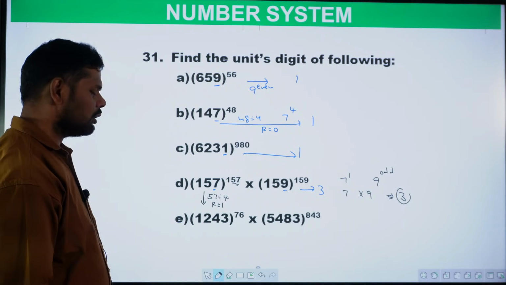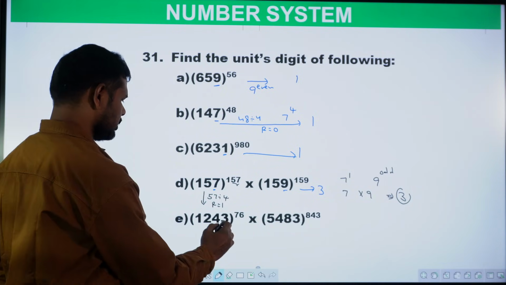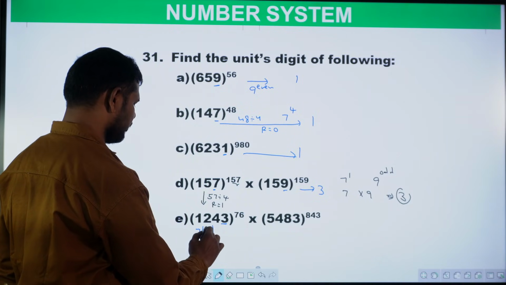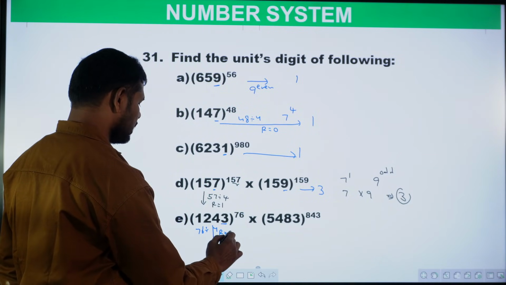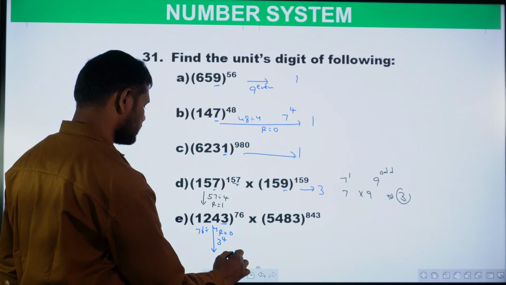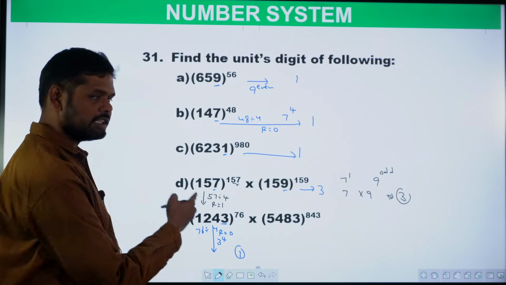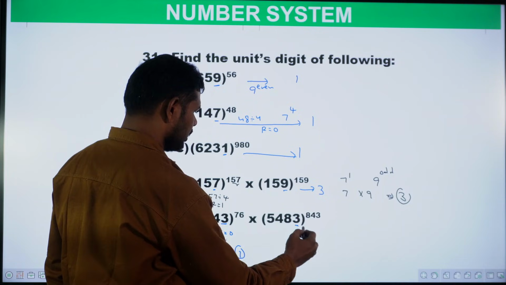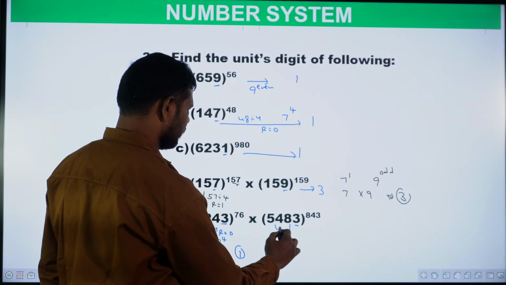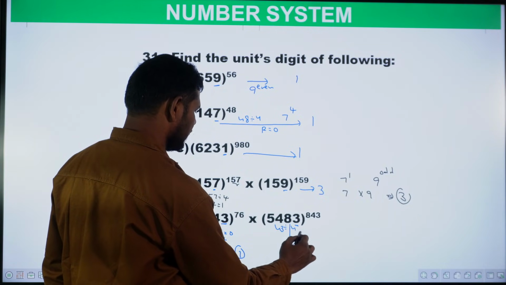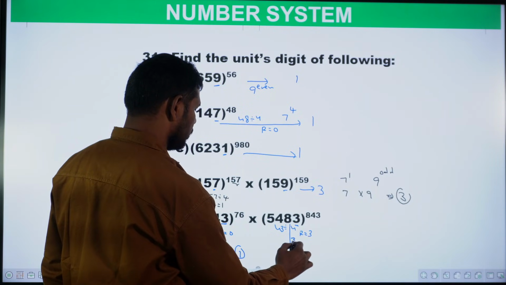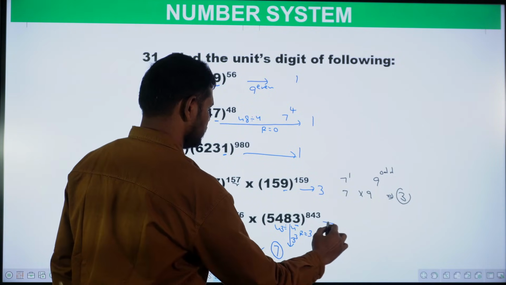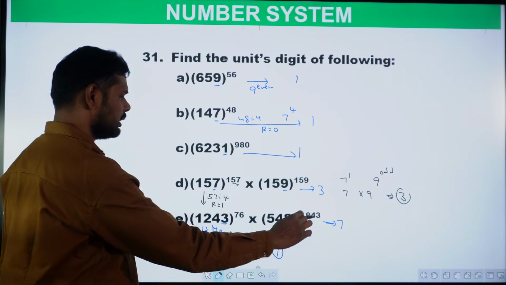1, 2, 4, 3 whole power 76. So 3 power is there. Again you need to divide that 76 by 4. We get remainder 0. Remainder 0 means 3 power 4, units digit is 1. So the units digit of this number is 1. Then again 3 power, so 43. You divide that 43 by 4. We get remainder 3. 3 cube, 3 power 3 units digit is 7. So 1 into 7, the units digit of this entire product is 7.